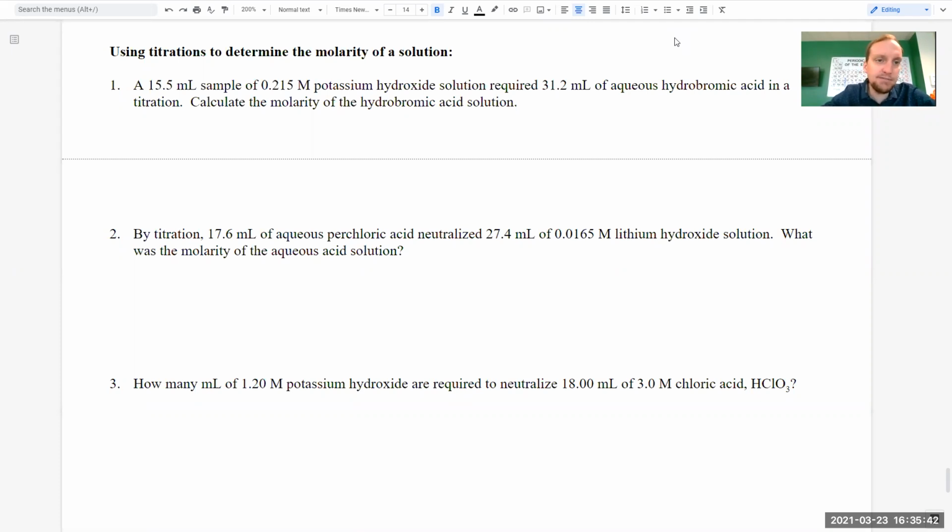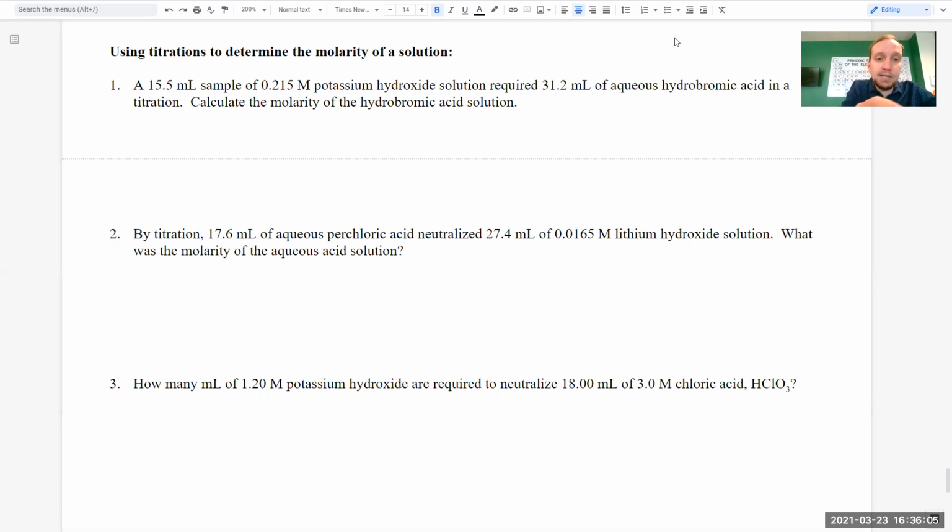It says a 15.5 milliliter sample of 0.215 molar potassium hydroxide solution, so that's our base, required 31.2 milliliters of an aqueous hydrobromic acid in a titration. Okay, so that's going to neutralize each other. So we need to calculate the molarity, the concentration of the hydrobromic acid solution, our unknown.